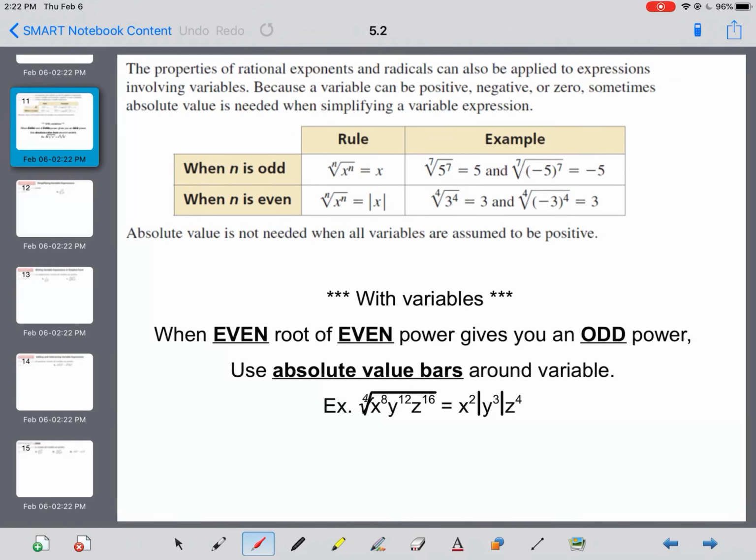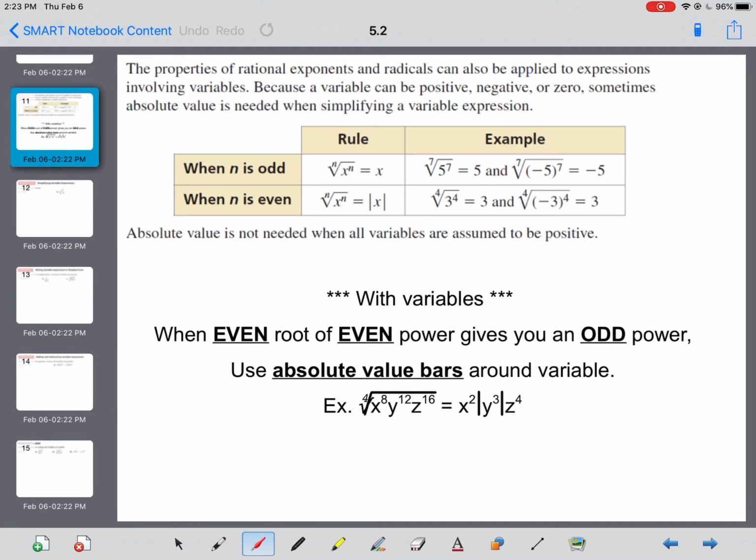Chapter 5, Section 2, Part 2. Just picking up with these radical properties that we're extending into rational exponents and into radicals of bigger indexes than square roots. So, the properties of rational exponents and radicals can also be applied to expressions involving variables.